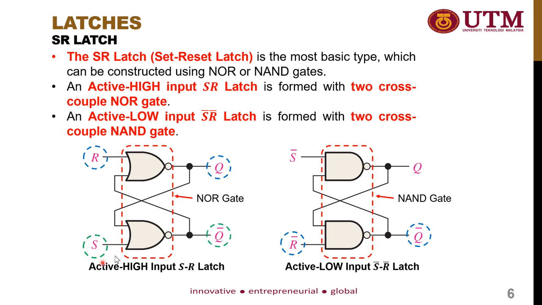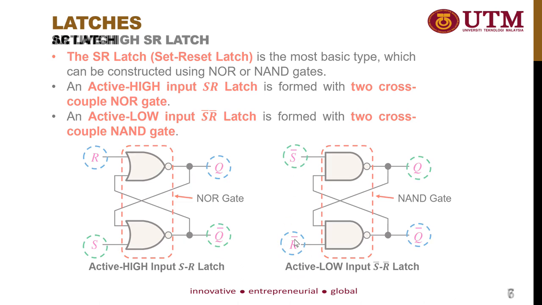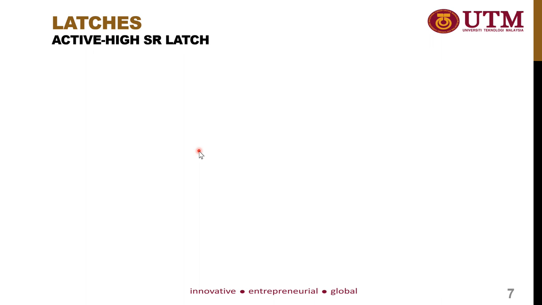So the output has been swapped. You see here, for the S input, combined with the Q output, it will produce Q bar. But this time, the S bar input will be combined together with the Q bar output, and it will produce Q output. So the arrangement of S and R has been swapped. So this is S bar and this is R bar. Next we go through the active high SR latch.